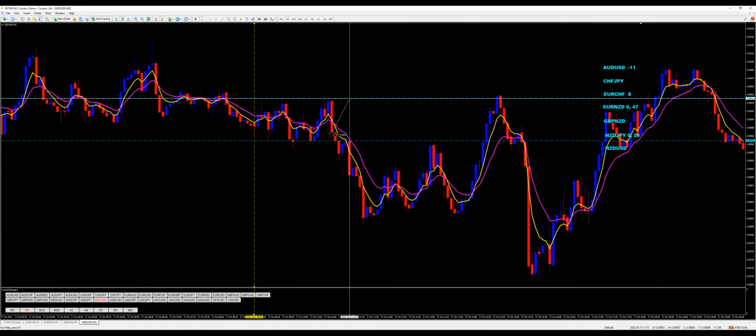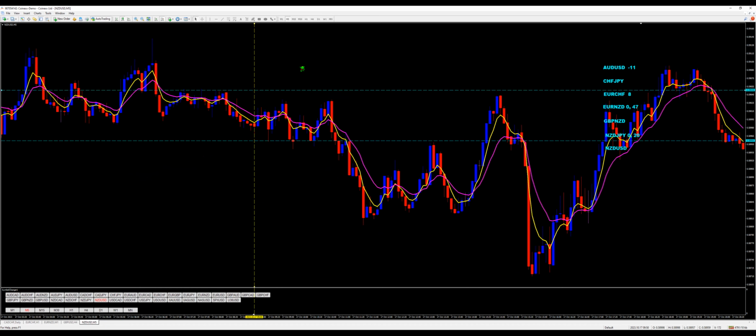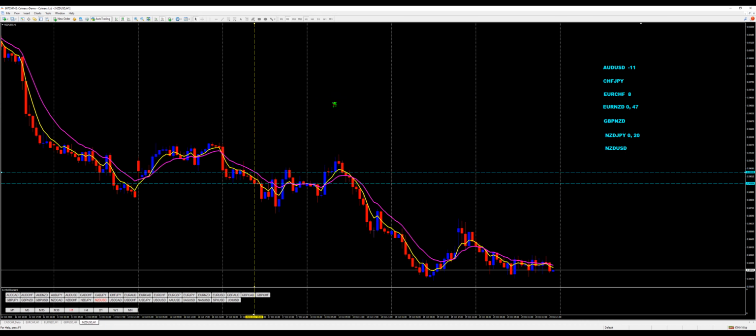Almost got taken out. That's the 7 pip stop loss. Let's just take a 10 pip stop loss. And the trade is here. Let's take a -4 on that.